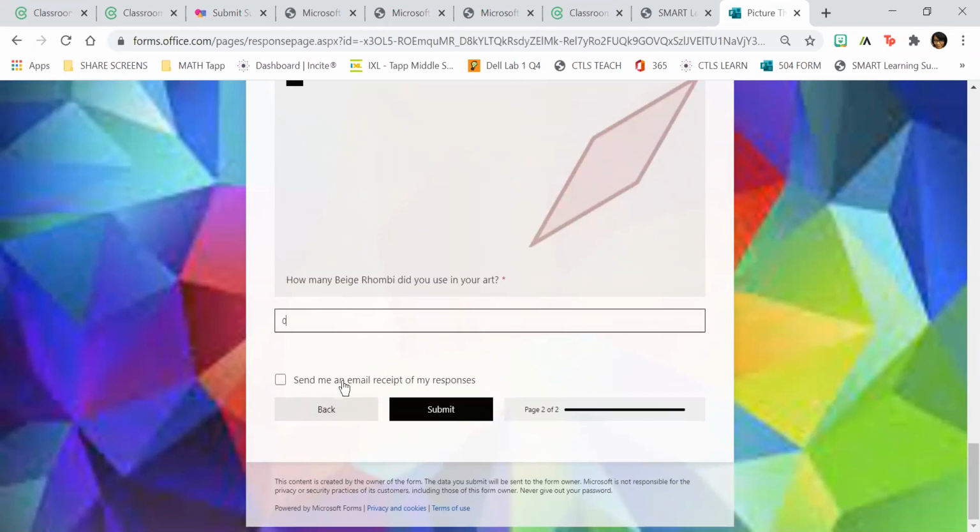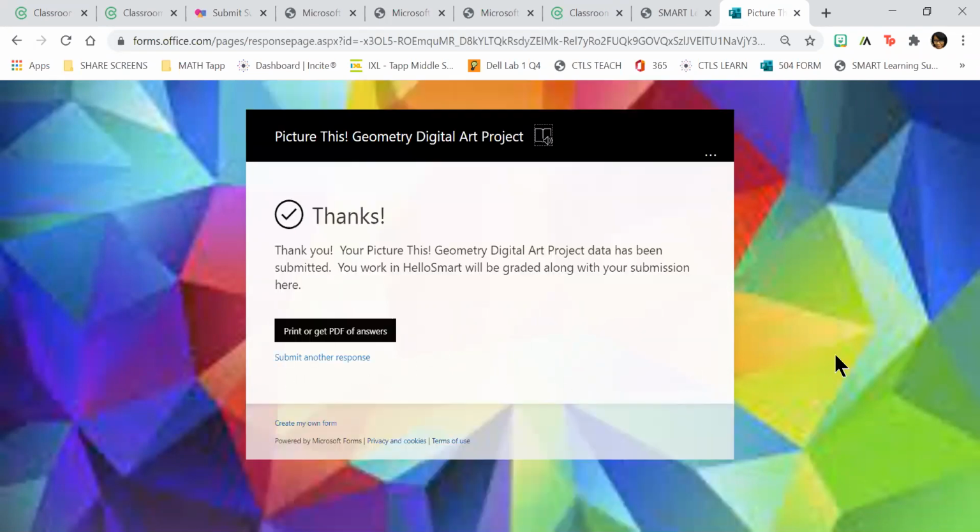And notice it says send me an email receipt of my responses. That's just if you want to receive an email as proof of you submitting. And you click submit. And it says, thank you. Your picture this digital geometry digital art project has been submitted. Your work in Hello Smart will be graded along with your submission here. And you can print it, get a PDF of your answers or submit another response. And once you have this screen, you're good to go. You are good to go.